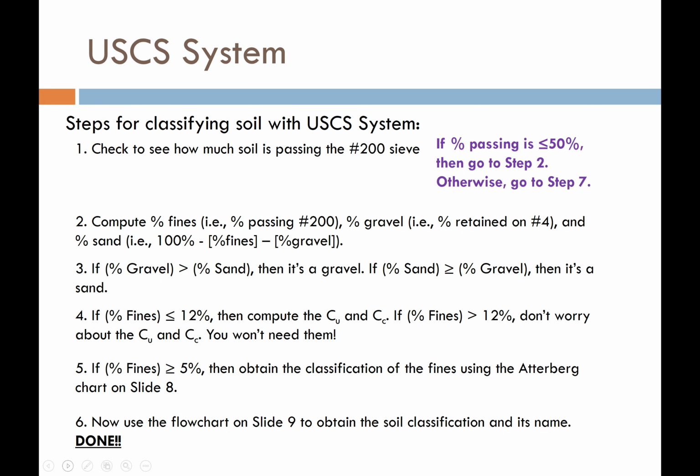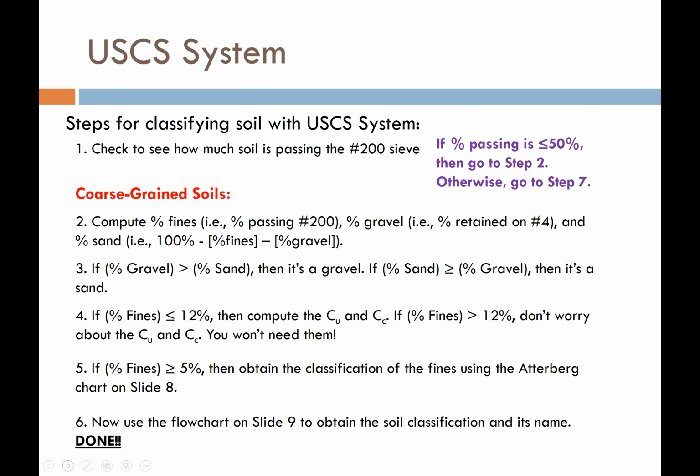If the percent passing the 200 sieve is less than or equal to 50%, then move to step 2. And that means that you're going to have a coarse-grained soil. Otherwise, go to step 7, which means you have a fine-grained soil. So let's focus on coarse-grained soils right now.